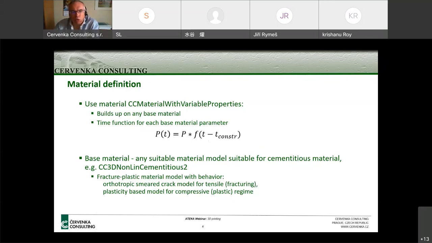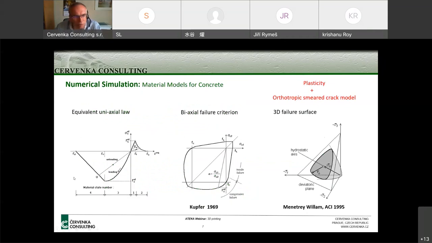For those of you who know ATENA and know the main material model for concrete, it is the nonlinear cementitious 2 material. We are using this material also for 3D printing, but the individual material parameters are time dependent. Very briefly, the material model is defined by these laws. If we look first at the left picture, this shows the uniaxial law. In tension, it is elastic. When the tensile strength is reached, we have softening in tension. In compression, we have linear behavior up to a certain level when the material starts to be nonlinear, and we have hardening up to the compressive strength.